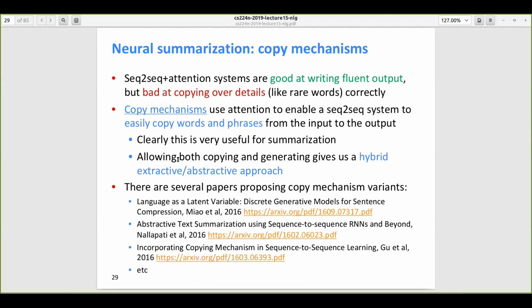Yeah, copying mechanisms. Seq2seq with attention systems can produce fluent output, but they are bad at copying details. If there is any rare word in the input sentence, they can't really copy it correctly. That's a problem that we have seen in machine translation as well. So in copying mechanisms, the system tries to copy the words from the input to the output. This is useful for summarization.